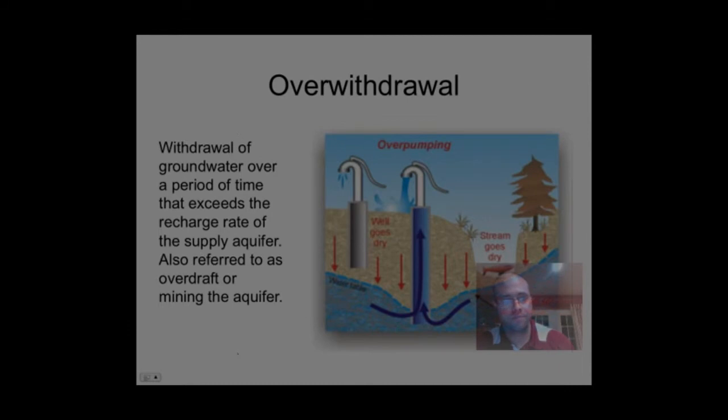Over withdrawal. So think of the bank account here, you guys. Can't take out more than is going in. So it says withdrawal of groundwater over a period of time that exceeds recharge. Also referred to as overdraft or mining the aquifer. If we're mining it, we're not putting it back. It's kind of like mining for gold or another precious metal or diamonds. We're not putting it back, we're taking it. In this case, this particular aquifer is being mined. It's over withdrawn, and we have dropped that water table and ruined one well and a stream ecosystem here.